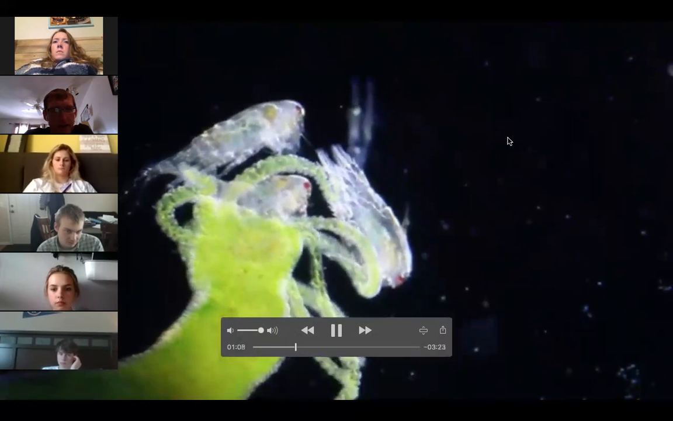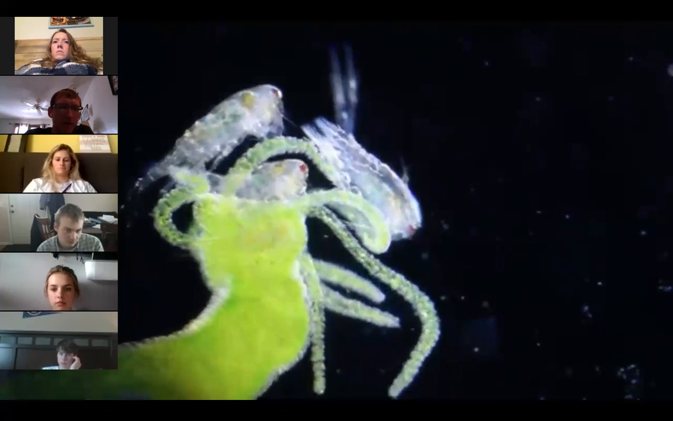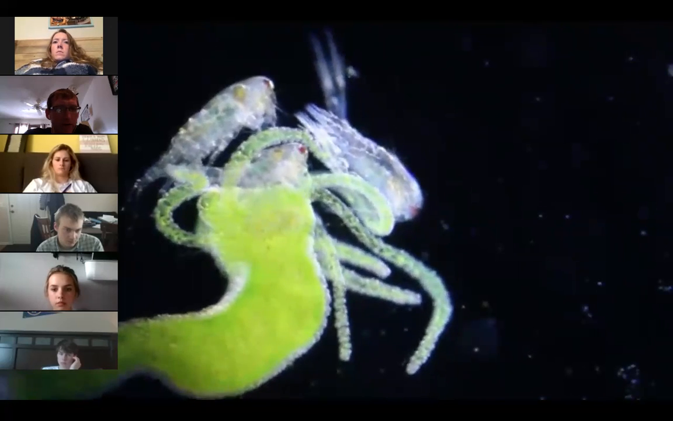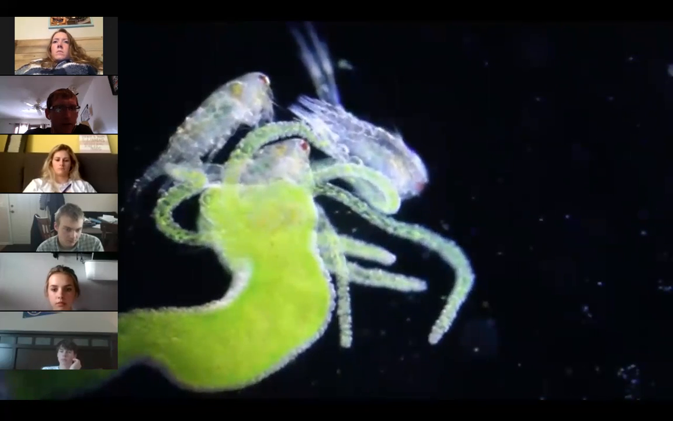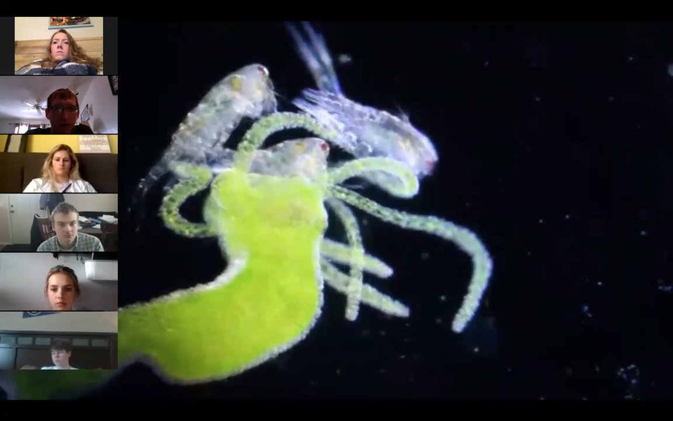I think it's fascinating that he's green. I wonder if that's for camouflage. I mean, what advantage is there to being green when you're a predator, I wonder? I mean, surely he's not photosynthetic, right? I mean, he's a heterotrophic animal. He can't be photosynthetic. I don't know. I better Google that. Who knows?